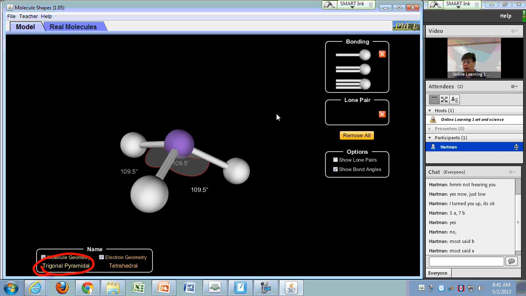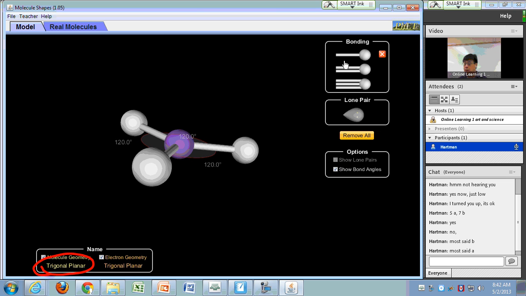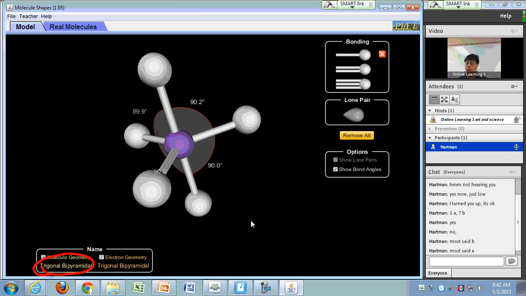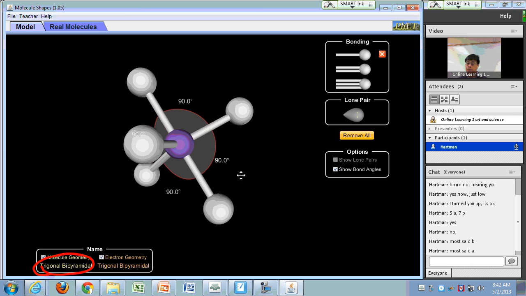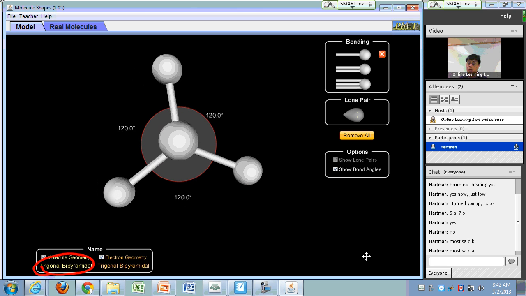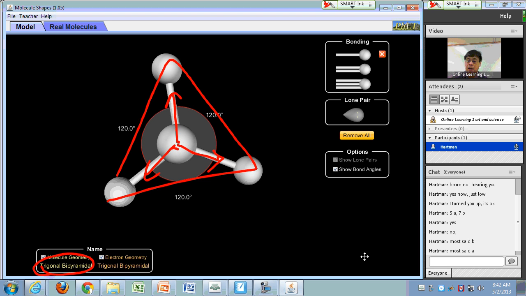Okay, and if you have 5, let me go ahead and remove the lone pair and then do 5. If you have 5, you'll notice 3 of those are on a plane. Okay, 3 of those groups, 1, 2, 3 groups are sticking out towards the corners of a triangle on a plane. Okay, the 4th group is on top. The 4th group is sticking towards you. The 5th group is sticking away from you.